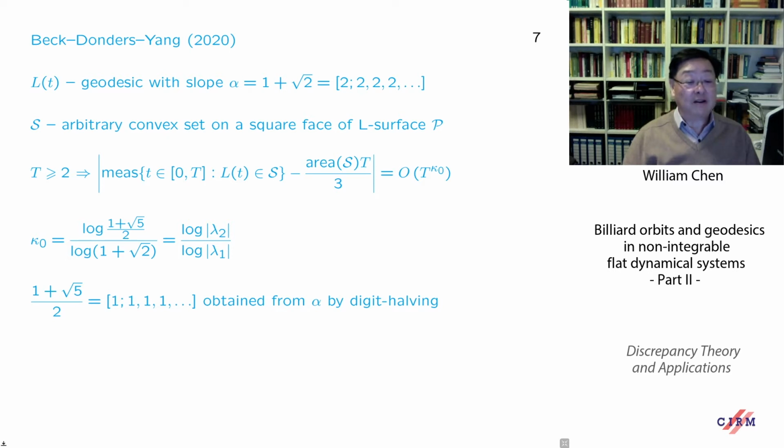And we see that the continued fraction of 1 plus root 5 over 2, which comes from lambda 2, is obtained from the other continued fraction by digit halving. Furthermore, the error term big O of T to the kappa naught is actually sharp. One cannot improve it.